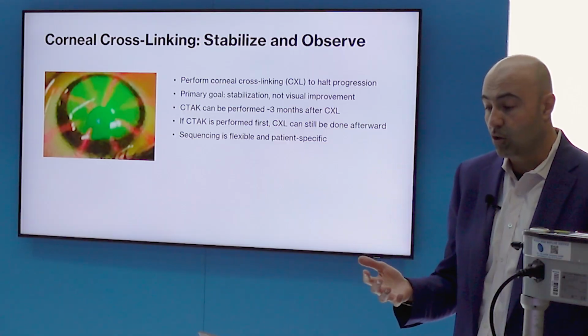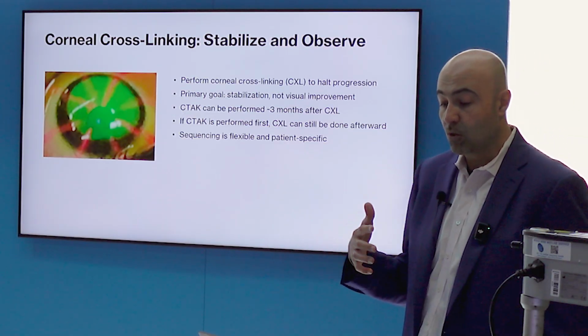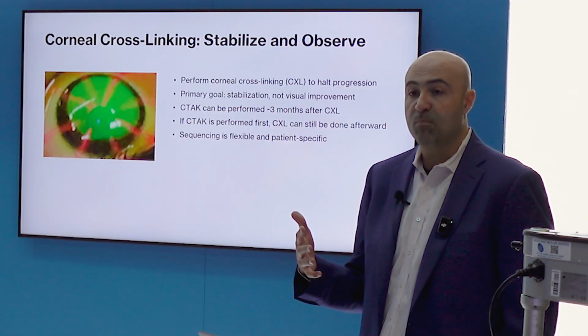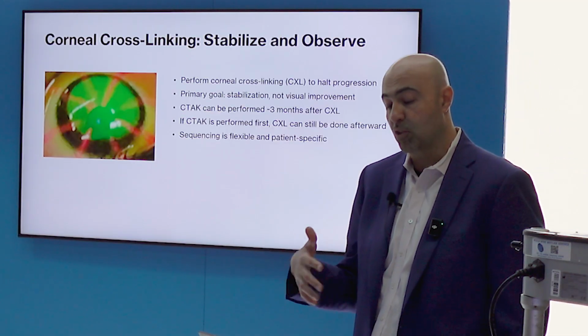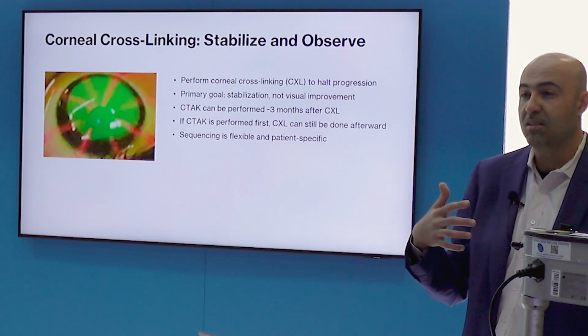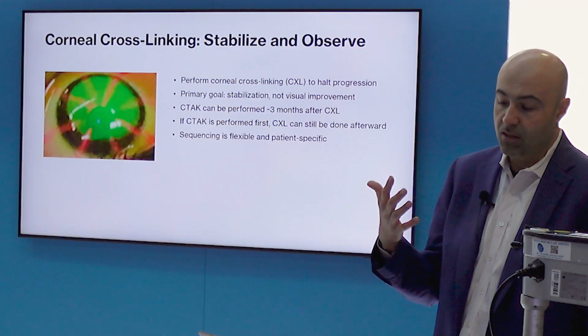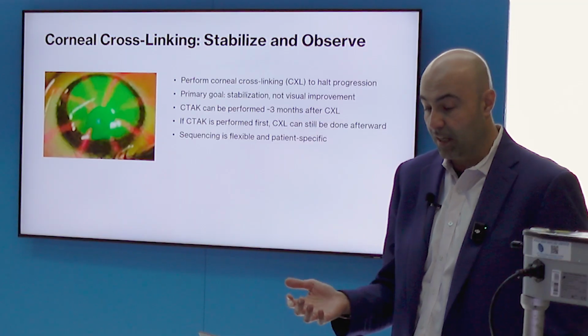With cross-linking, our goal, as everyone knows here, is to stabilize and observe the cornea. So we perform cross-linking to halt any type of progression. CTAK can be performed after cross-linking. If CTAK is performed first, we usually want to wait about 3 months. But the sequencing, or how we decide on the order of things, is patient-specific and flexible. You can do that pretty much at any time.